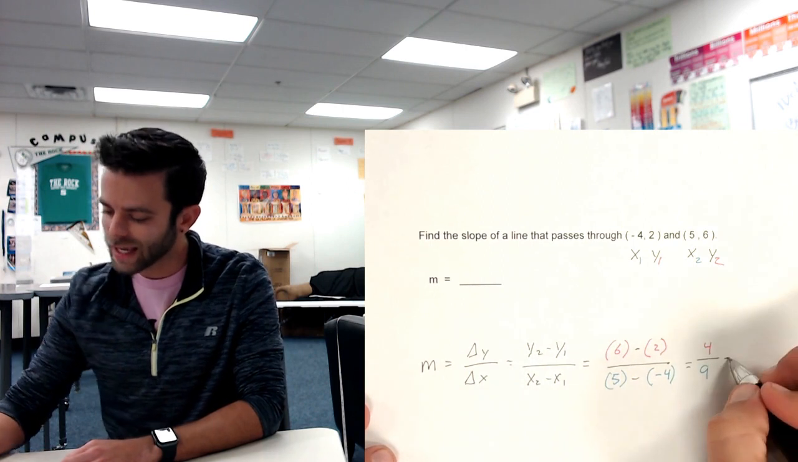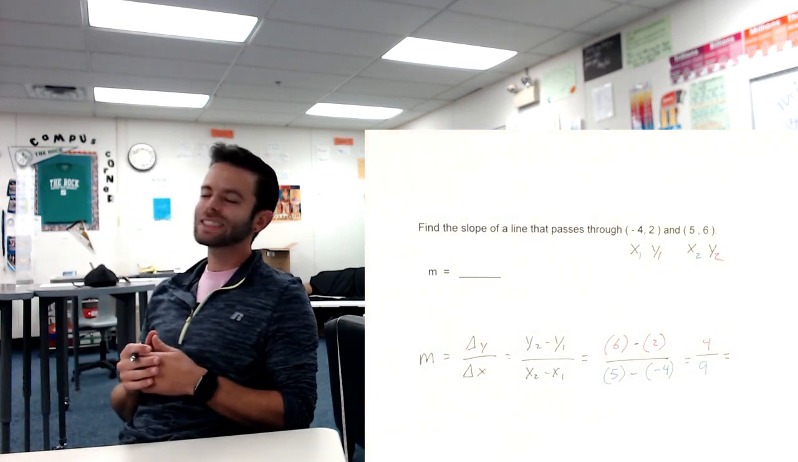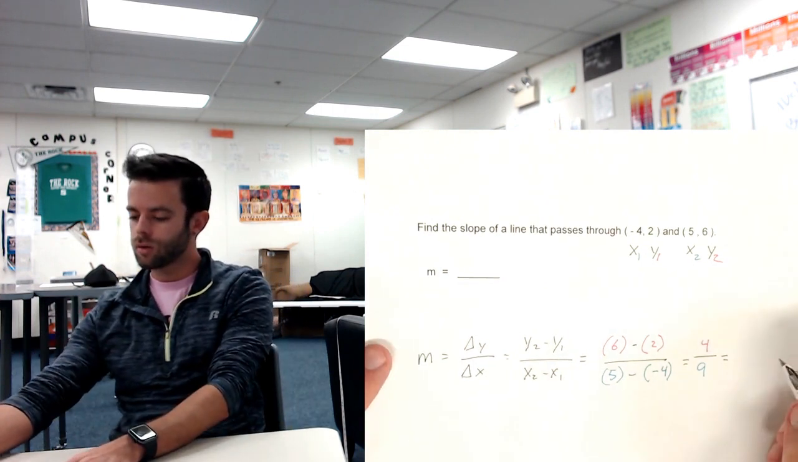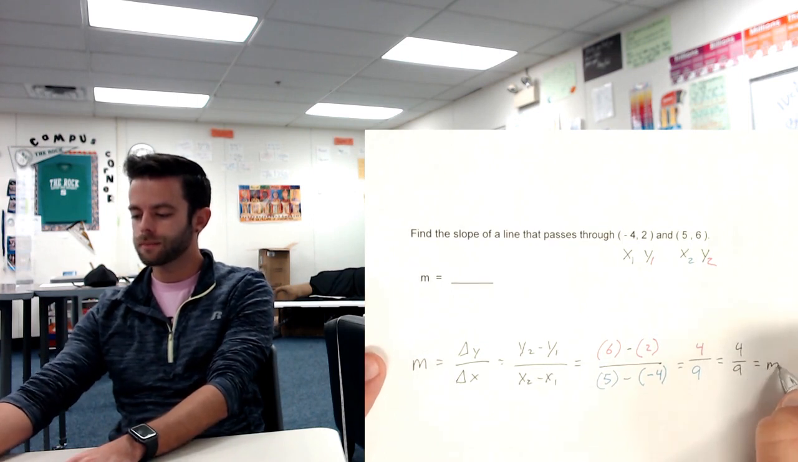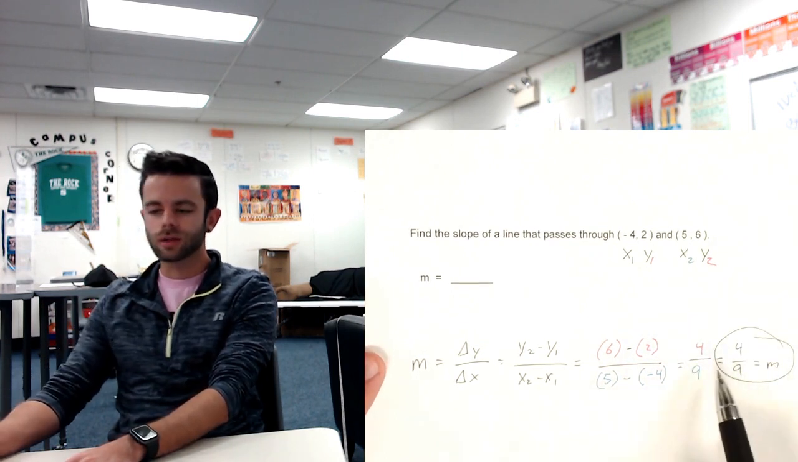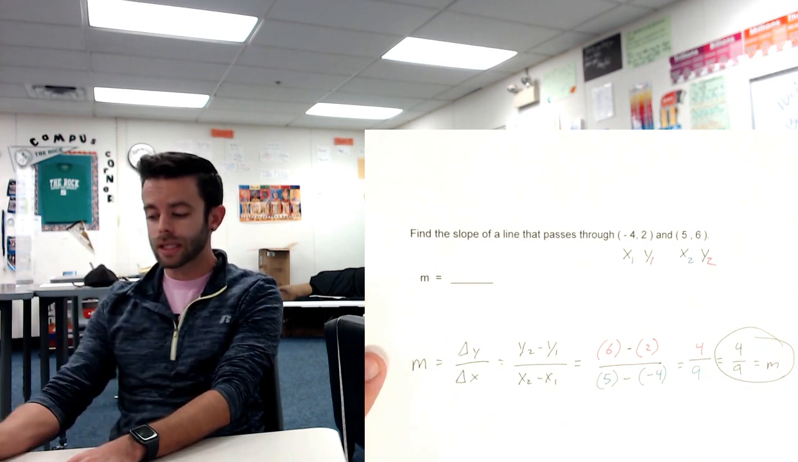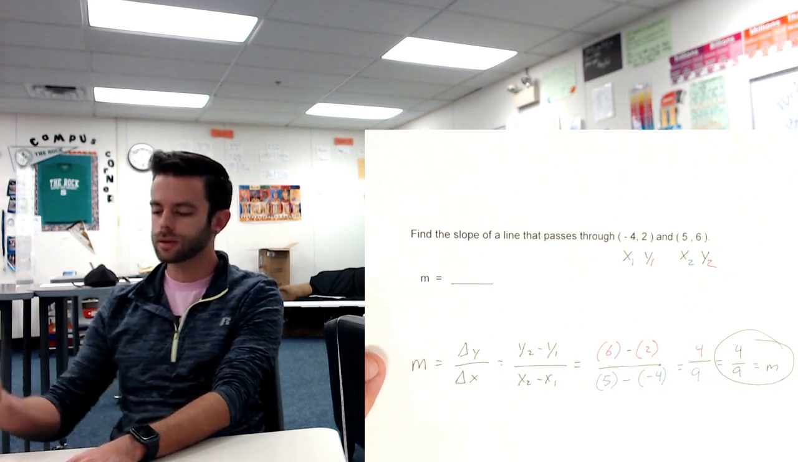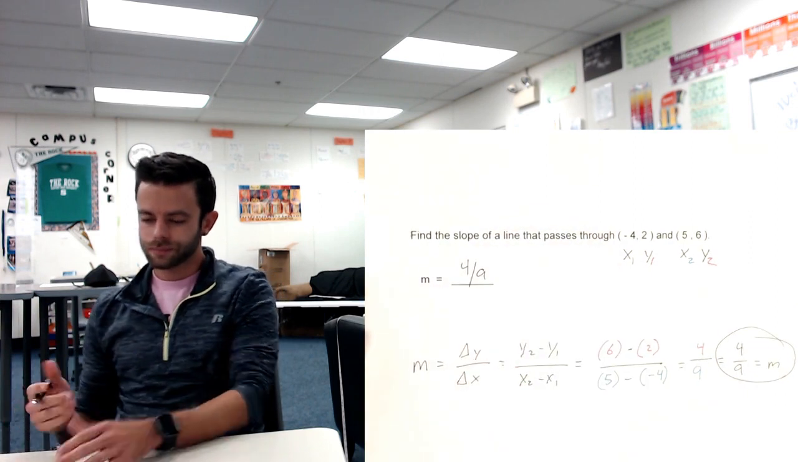And then I'm going to say, can I simplify this? Well, 4 divided by 9 doesn't go evenly, so I would get a decimal. So we are going to leave it as 4 over 9 equals m. And the reason that I wrote it twice is just because I want to make sure for me that I remember, yes, I did simplify it. You don't have to. That's just how I do it. And then I would write it in the answer.